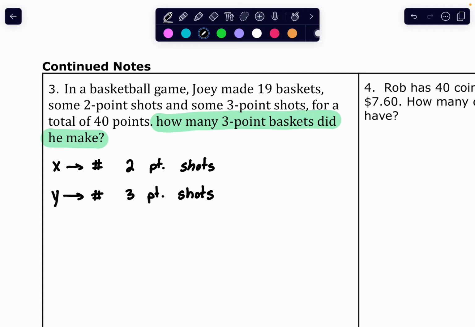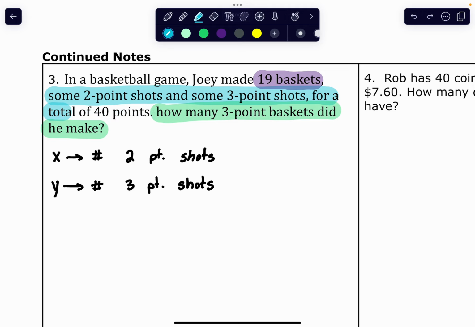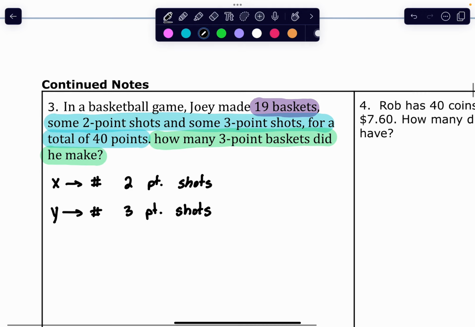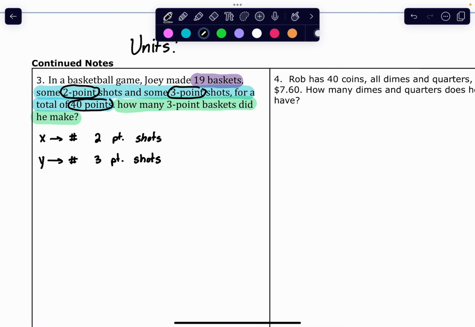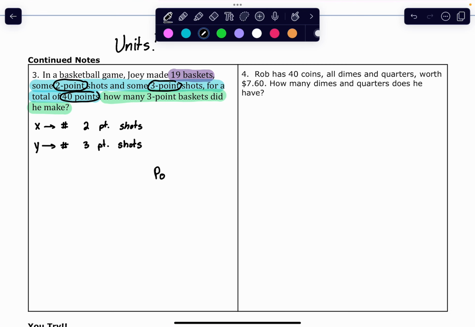So in a basketball game, Joey made 19 baskets. Okay. I processed that. Some 2-point shots and some 3-point shots for a total of 40 points. Okay. I noticed for the second equation that this information is kind of clumped together. One other tip that I have is focus on the units. 2-point, 3-point, 40 points. So one equation is likely going to deal with my points.